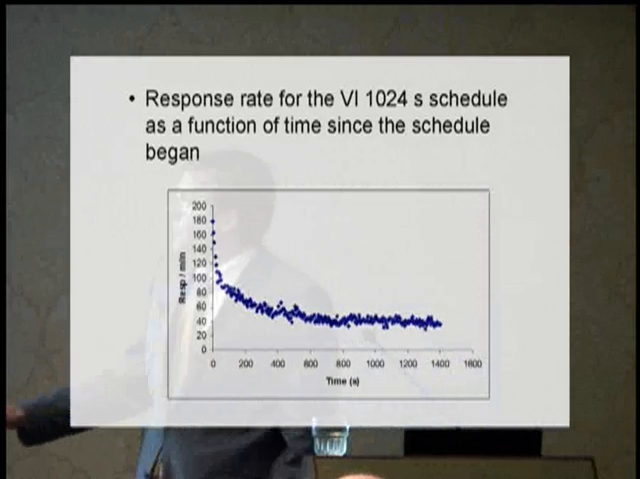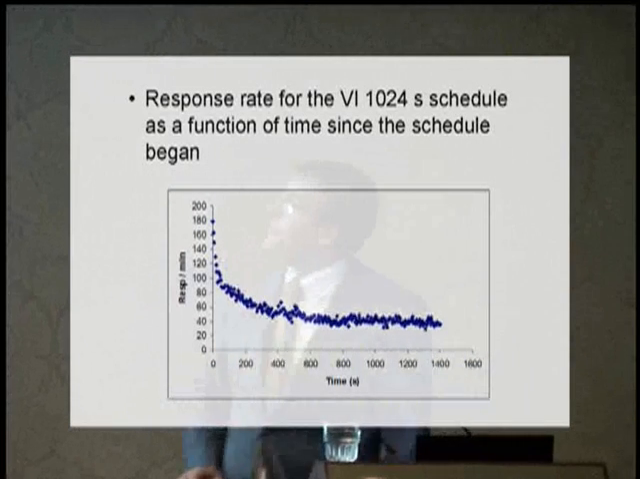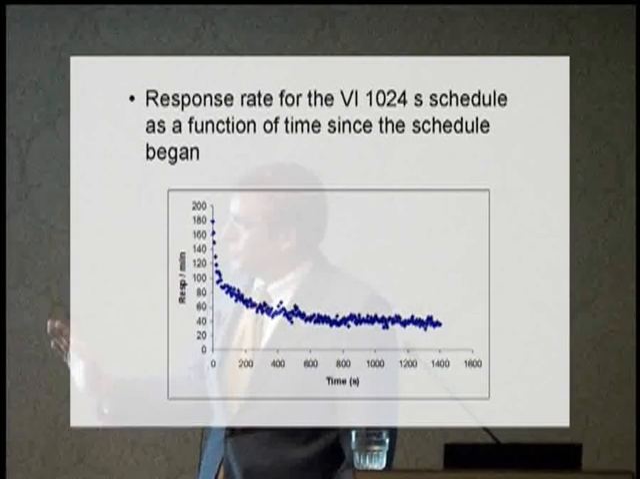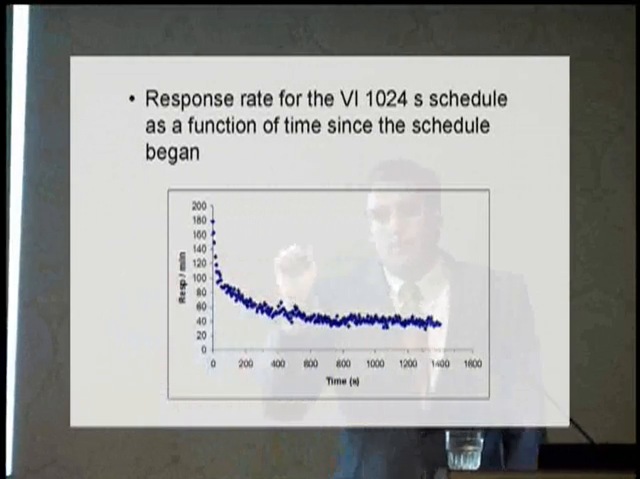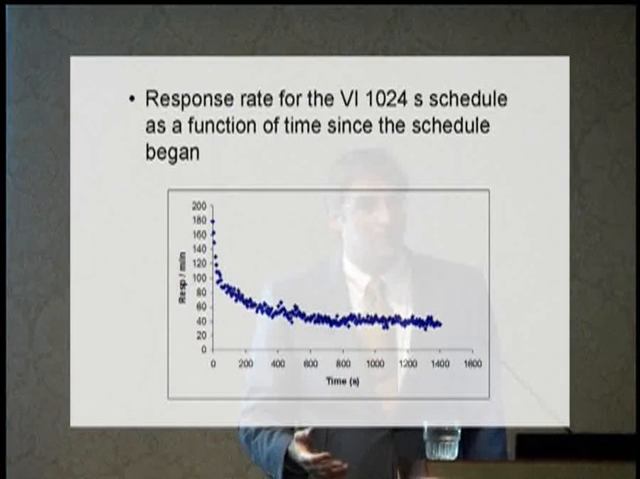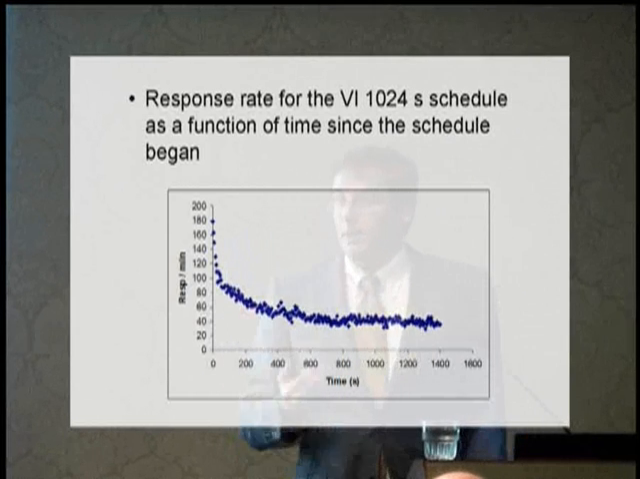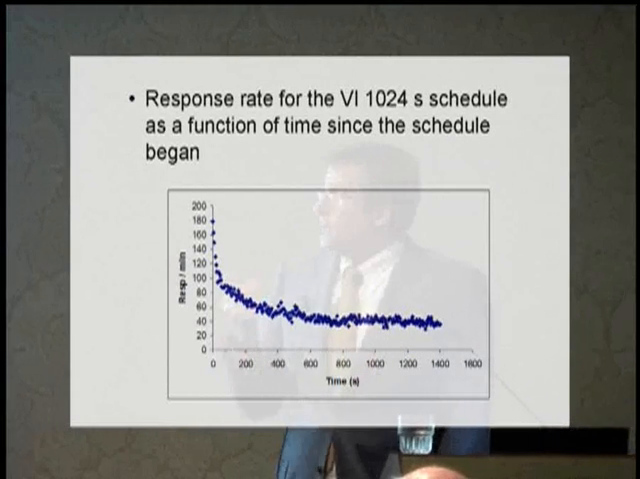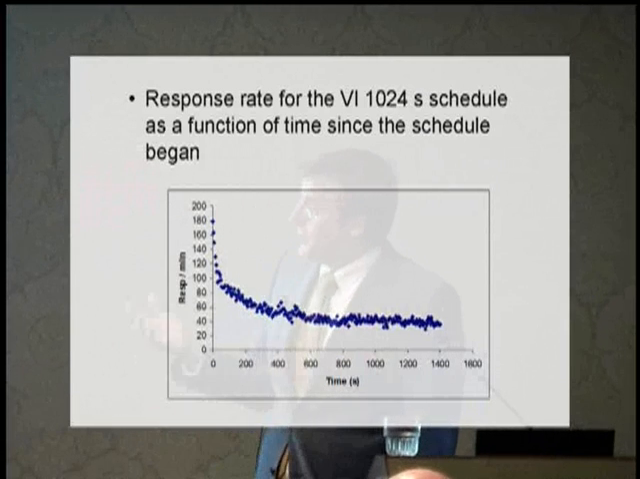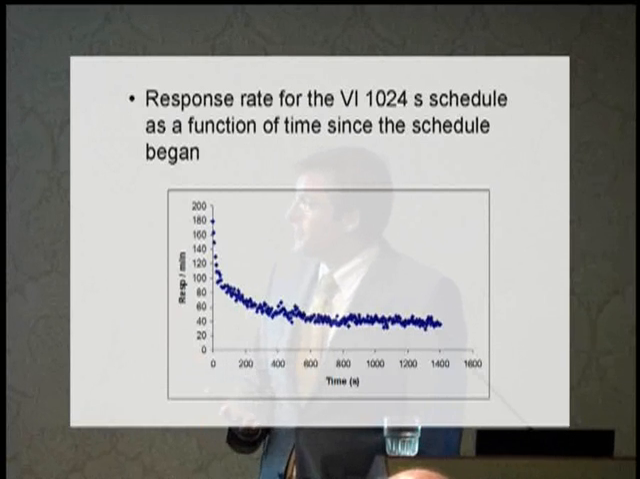This graph shows the response rate in the VI 1024 second schedule as a function of time since the schedule started. Now remember that the key light would come on green, but there was no differential signal given to the pigeon as to what the reinforcement rate was. So every session when the component would start, it could be a CRF. It could be a very rich schedule. And so what we saw is that the pigeon would respond at a very high rate. He starts off responding at 180 responses per minute. That's his response rate, about 3 times per second. Very, very high response rate.